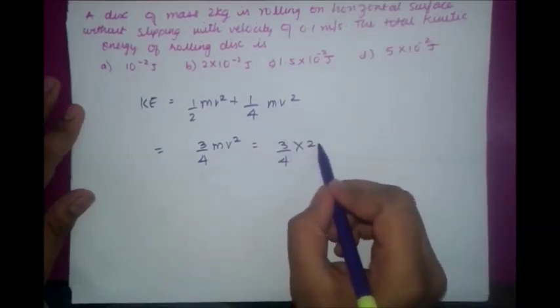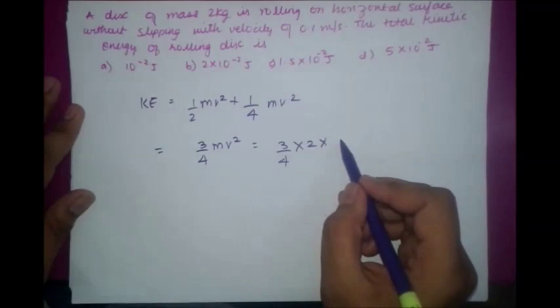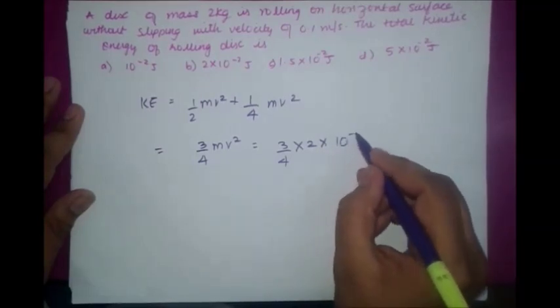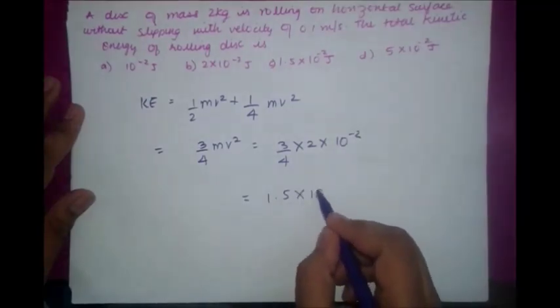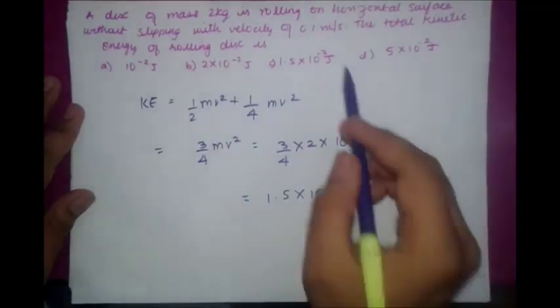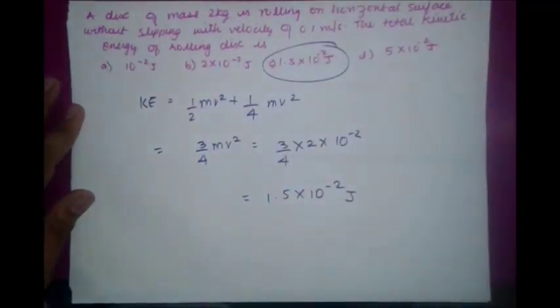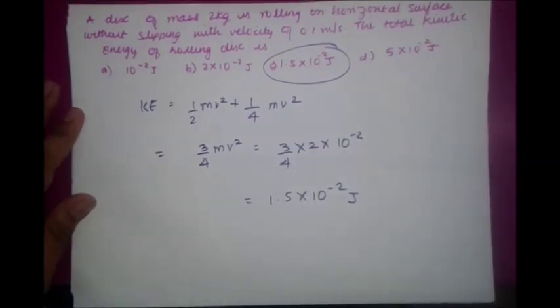which is equal to 3 by 4 into mass, 2 kg, so 2 into velocity 0.1 squared, so 10 raised to minus 2, which is equal to 1.5 into 10 raised to minus 2 joules. So option C, 1.5 into 10 raised to minus 2 joules, is the correct answer.